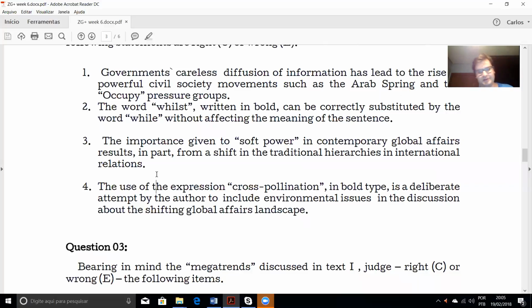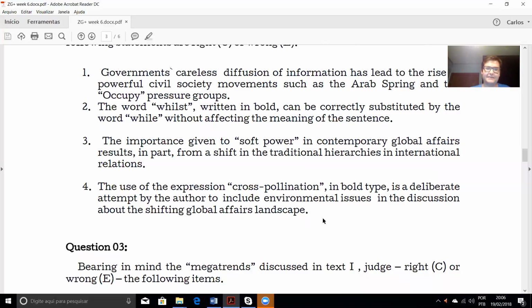And of course he's not mentioning environmental issues at all. Of course he might have his ideas about environmental issues, but it's not in this text. So one thing does not have to do with another. And sometimes they do have items like this where they try to use language from the text, like shifting global affairs landscape, something that seems like it belongs to the text, but they use expressions from the text in a way that they're not linked together, like cross-pollination and environmental issues. So they try to trick you into thinking, oh, this seems right because it's using the language of the text, but the two ideas don't go along with each other, okay?